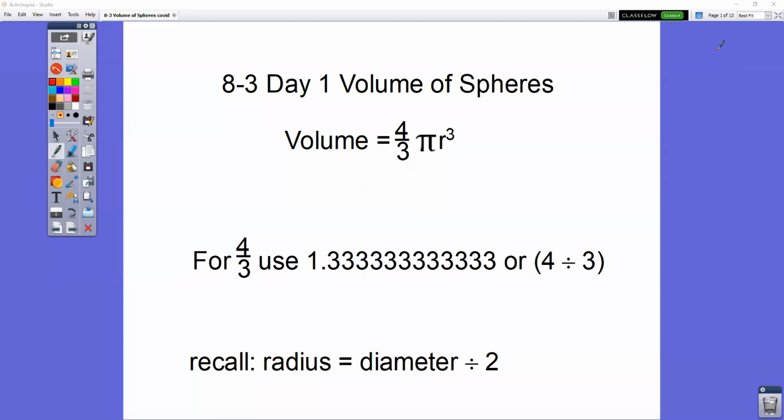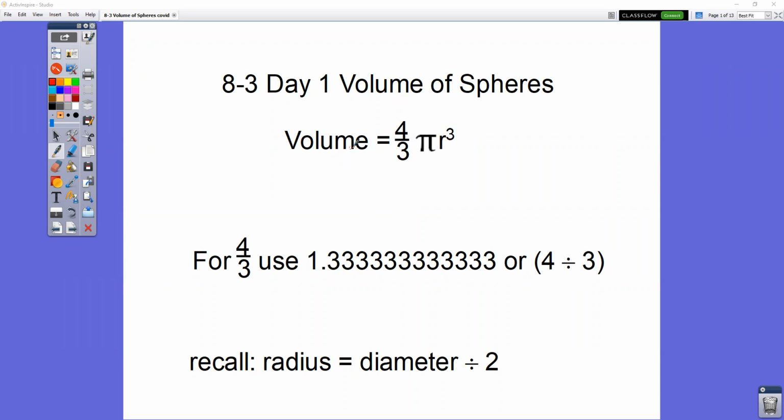This is the lesson for 8-3, day 1. All right, volume of spheres. The formula for volume of a sphere, first of all, a sphere is like a ball, like a bowling ball, a basketball, a tennis ball, a baseball. It's that type of shape.